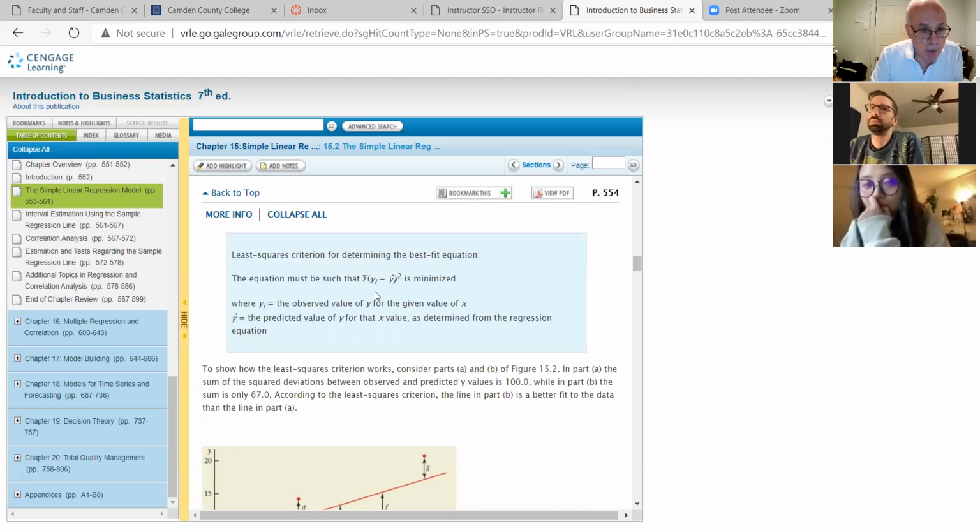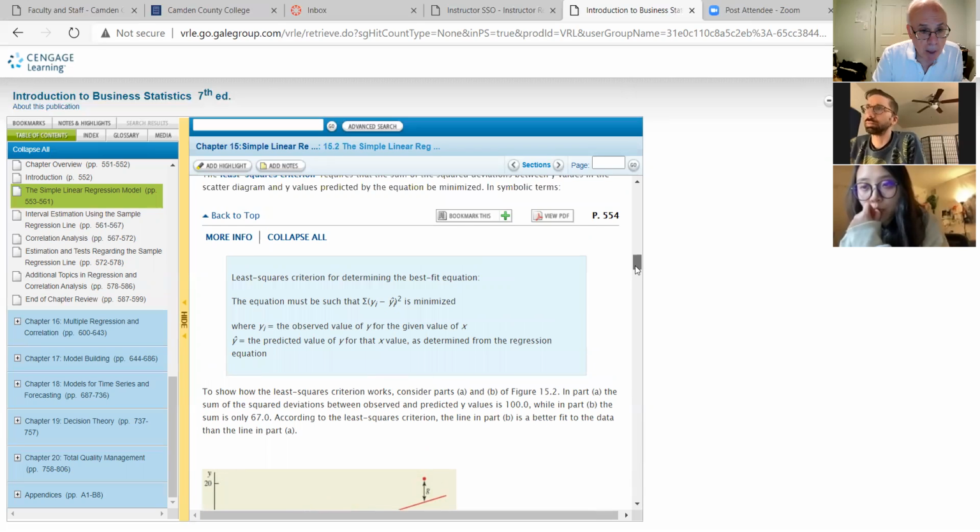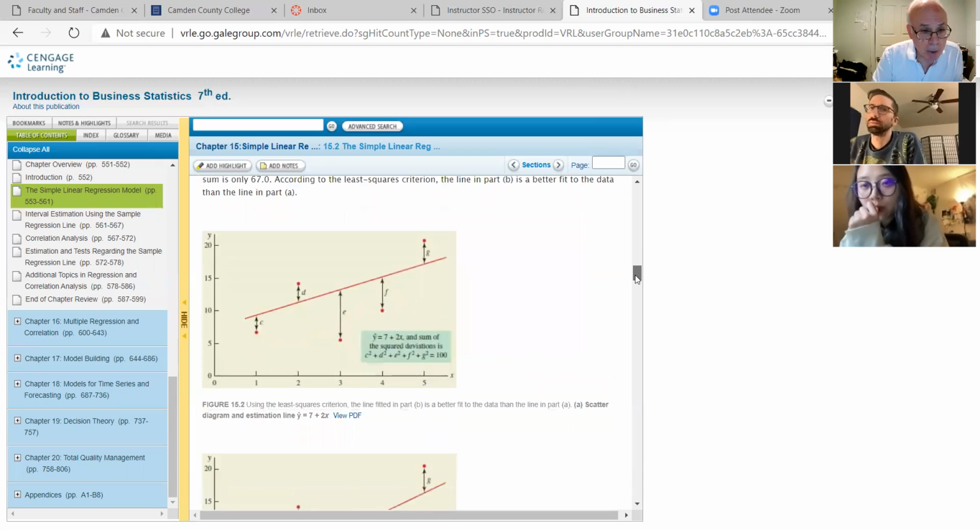The actual value of y minus the predicted value of y, which is based on the least squares equation. The difference in each of those values is called the residual, and we square each one of them and then add them up. The best fitting line, the least squares line, is the one that minimizes the sum of the squared residuals. So that's the whole idea.